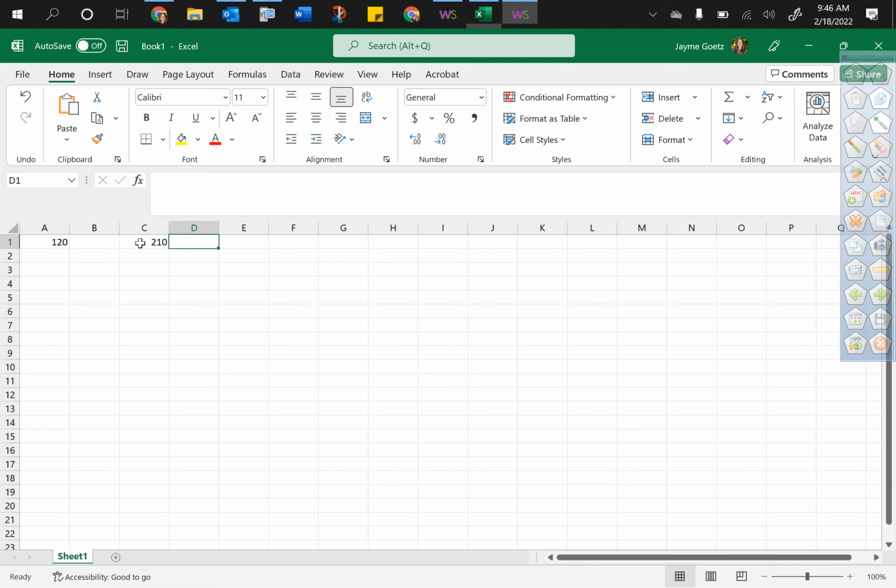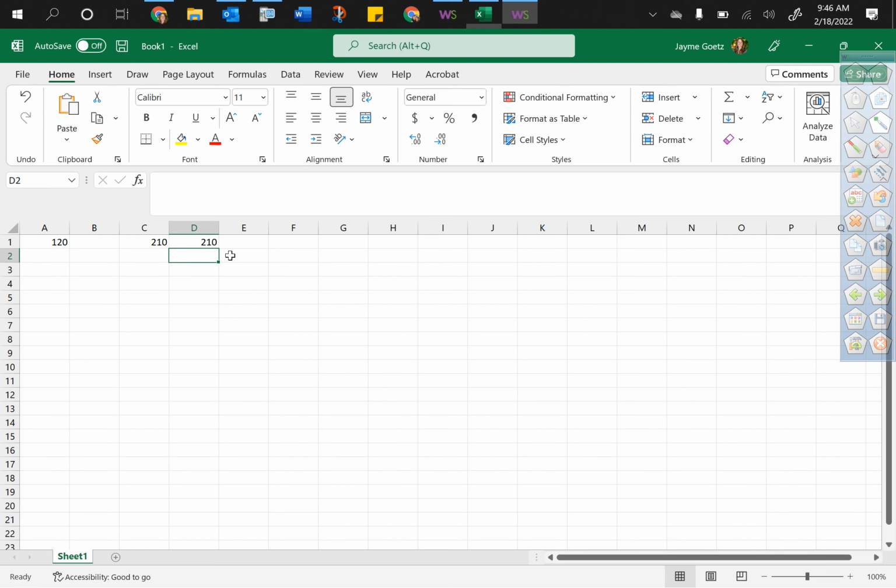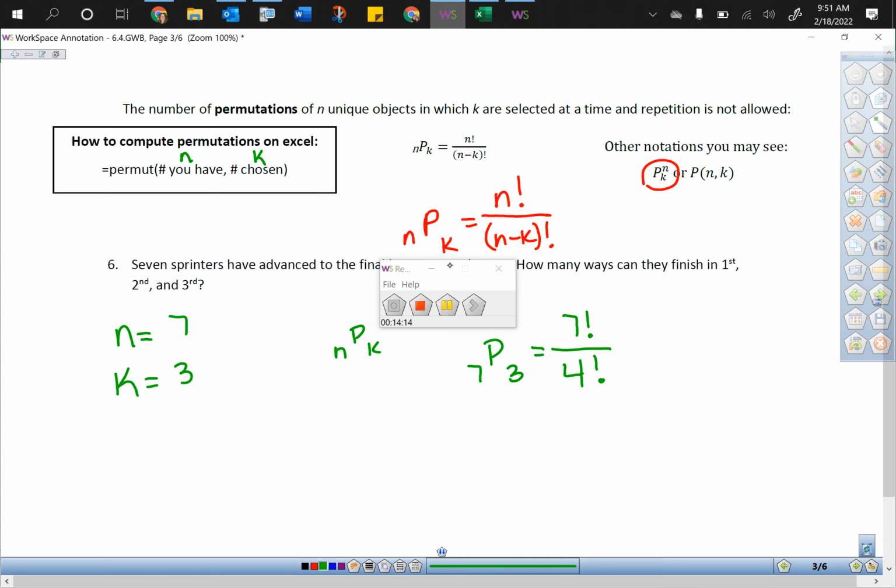Or we know that we can now use that permutation command. So we can say equals P-E-R-M-U-T, open parenthesis, and it tells you the number followed by the number chosen. So how many numbers did we have? 7, comma, how many did we choose? 3, close your parentheses, and we should get the same. How many total ways could we find a first, second, and third place finisher? 210 ways.